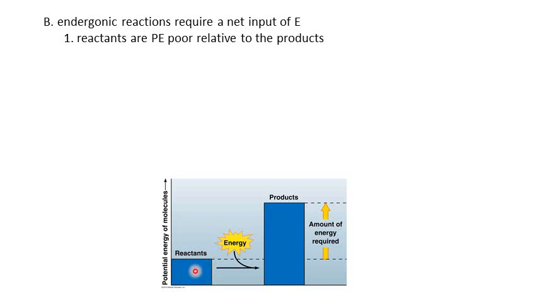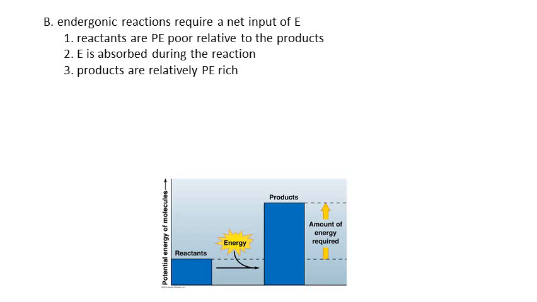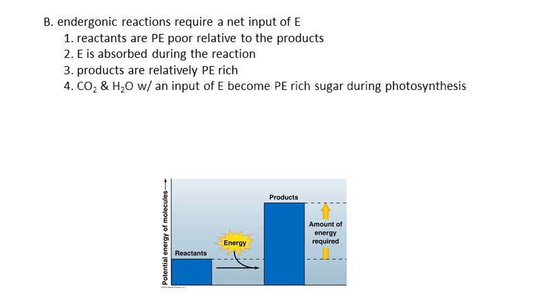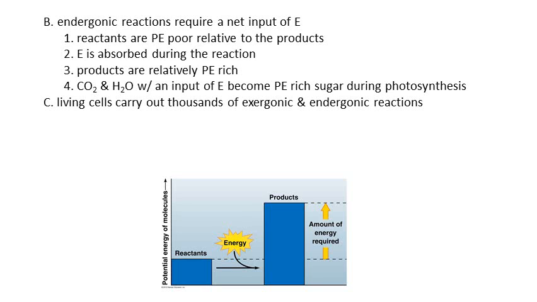the photosynthesizer, so that carbon dioxide and water molecules are rearranged into organic compounds like a sugar. So energy must be absorbed during the reaction. There has to be energy being added to the system to get those reactants to higher energy products. And so once again, carbon dioxide and water with an input of energy become potential energy-rich organic compounds like sugars during photosynthesis.